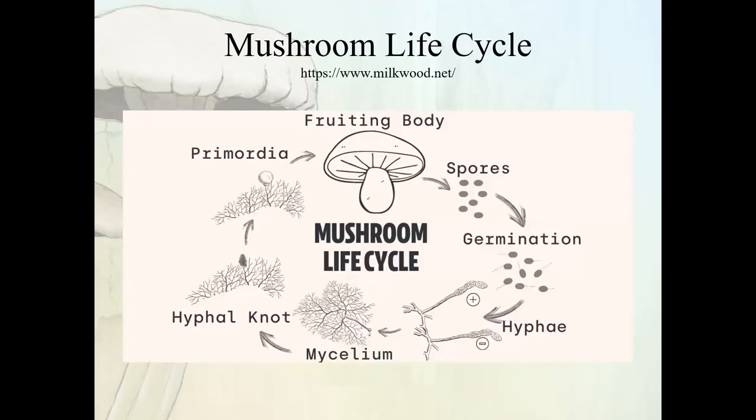Okay, so the mushroom life cycle. If everything's perfect, then the mycelium will start to produce this hyphal knot, which becomes a primordia, the baby mushroom, and then comes the mushroom for the release, germination, and again, the whole process, hyphae are formed, etc. That's the cycle of life.